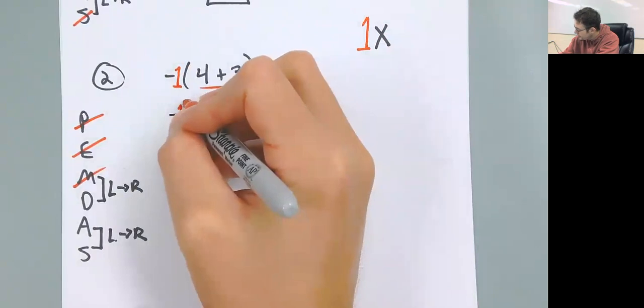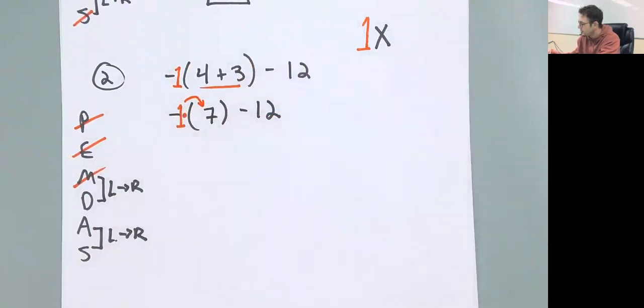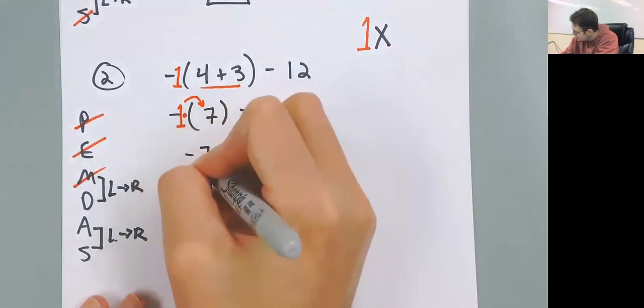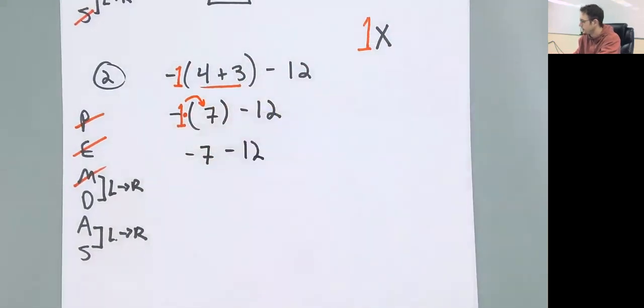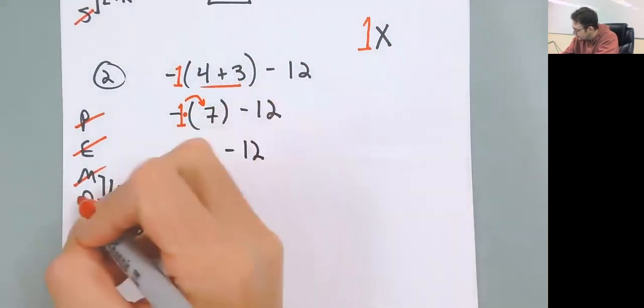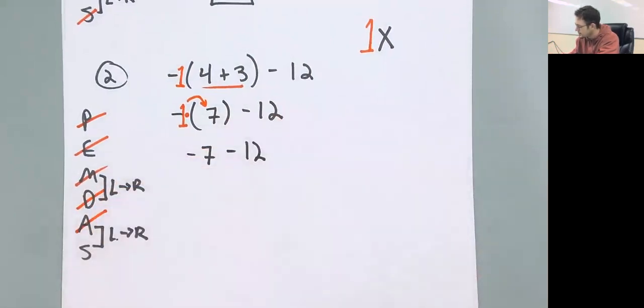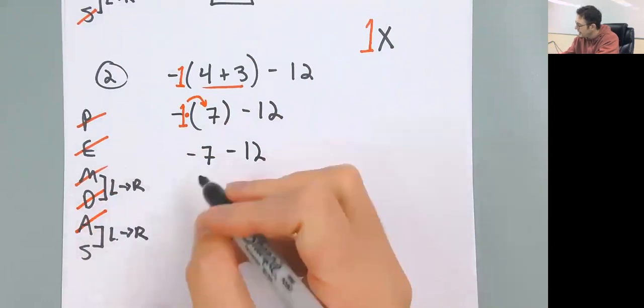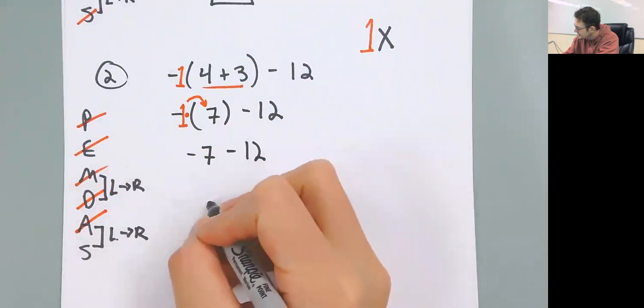So you multiply that through using distribution. All right, multiply through the parentheses, and we will get -7 minus 12. Okay, now there's no division, there's no addition. So now we're going to look at subtraction. -7 minus 12 is -19.